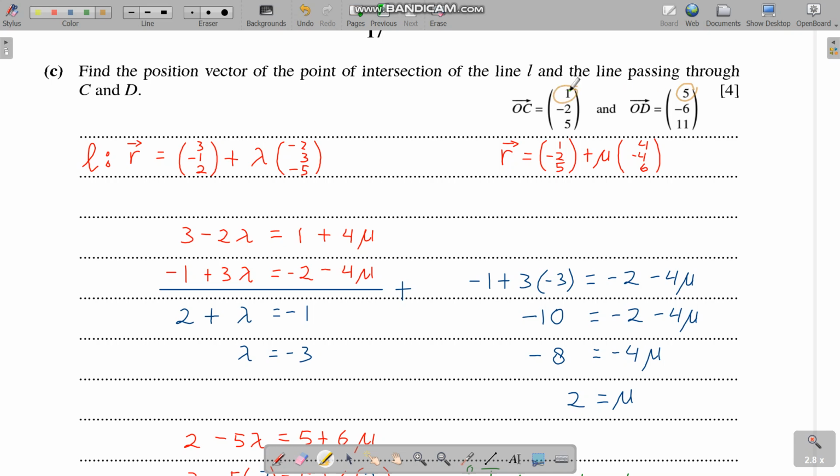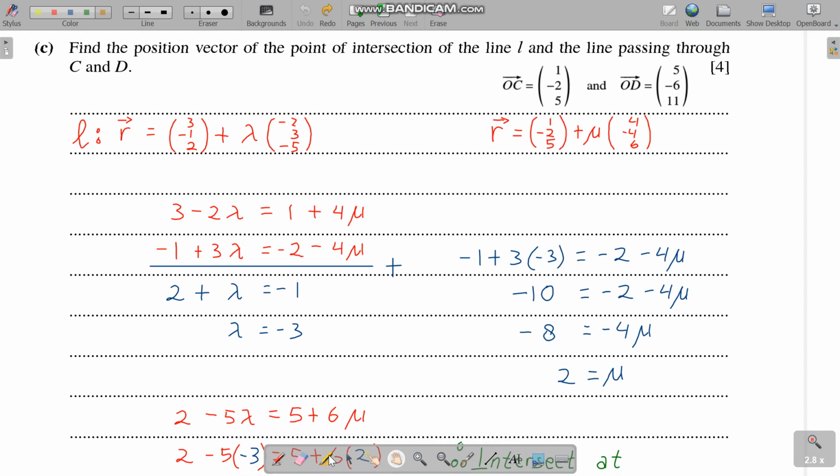So 4 minus 1, we get 3... wait, as computed here, the x component is 4 minus 1. Then minus 6 minus 2 is minus 4. And 11 minus 5 is 6. So we just subtract this vector minus this vector to get the vector CD. So we have the two vector equations. To find the intersection, we equate each component.